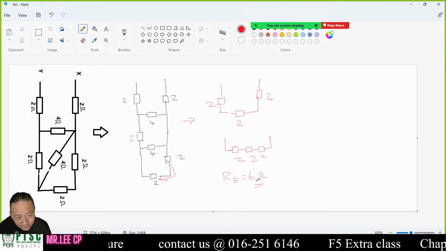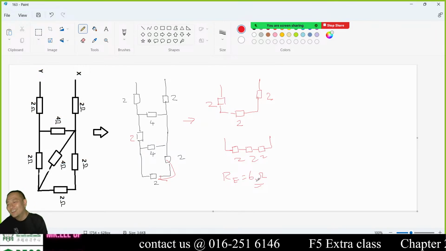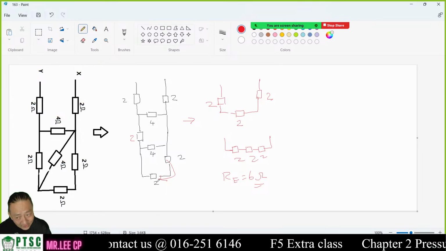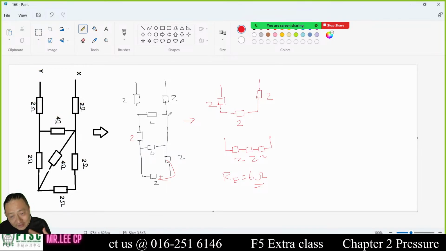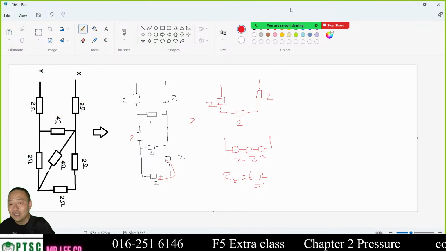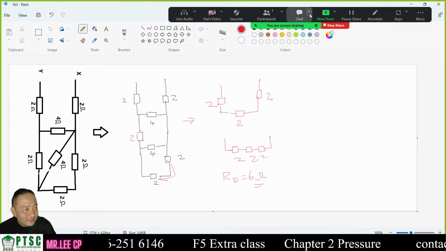You are right, Charlotte. Not bad, very good. You can get the answer. So you need to know how to simplify it to get the answer. This kind of question you need to simplify to get the answer. Well done.